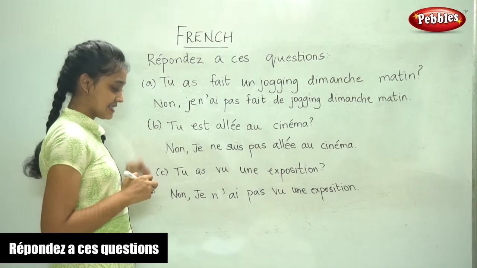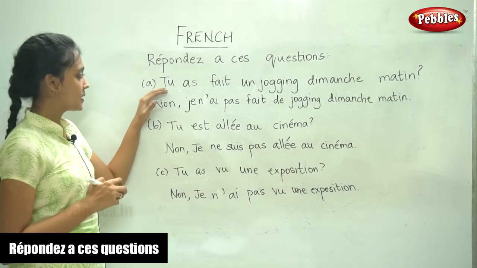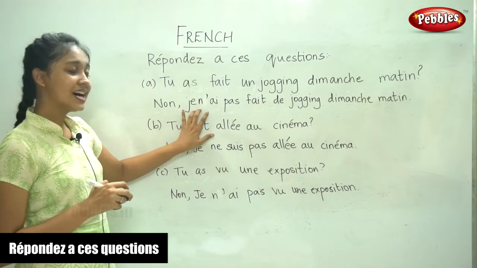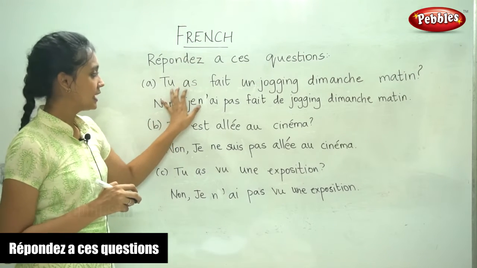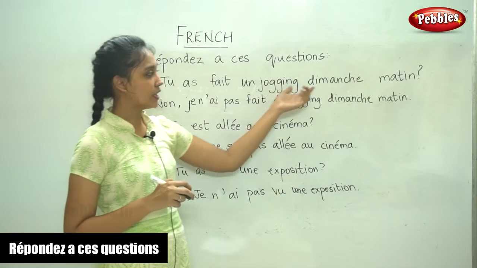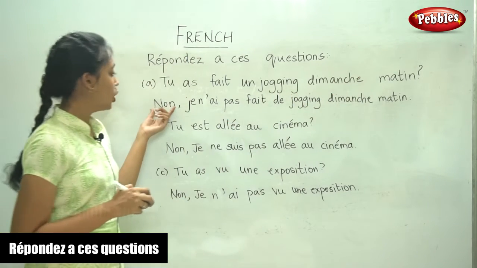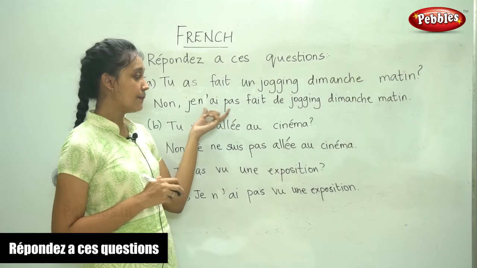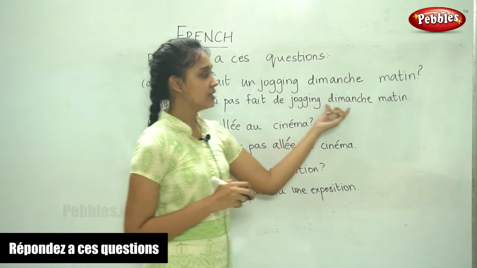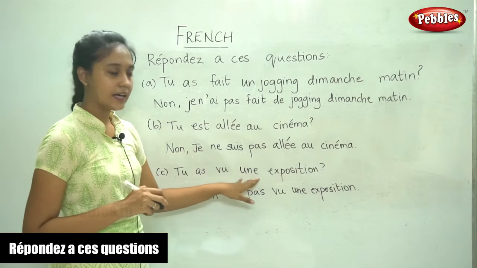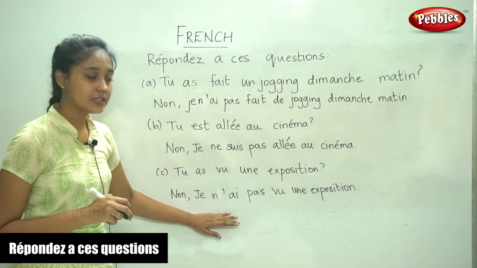So in this exercise, we answered the questions. The questions were in passé composé. We answered in the negative, keeping the passé composé. So, tu as fait un jogging dimanche matin? Non, je n'ai pas fait. Je n'ai pas fait de jogging dimanche matin. And one more rule we forgot to apply here. Can you say which one that is?